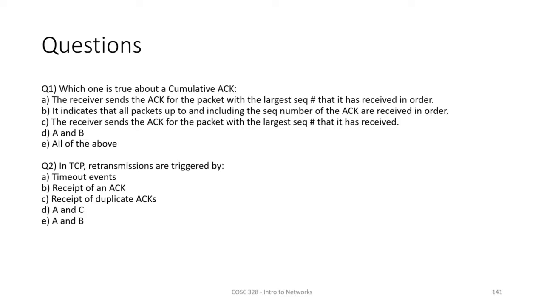So this is the distribution of responses, and the correct answer is D. A retransmission occurs when a timeout happens or the sender receives 3 duplicate acknowledgements. So the sender receives the same acknowledgement with the same sequence number, basically 3 times.